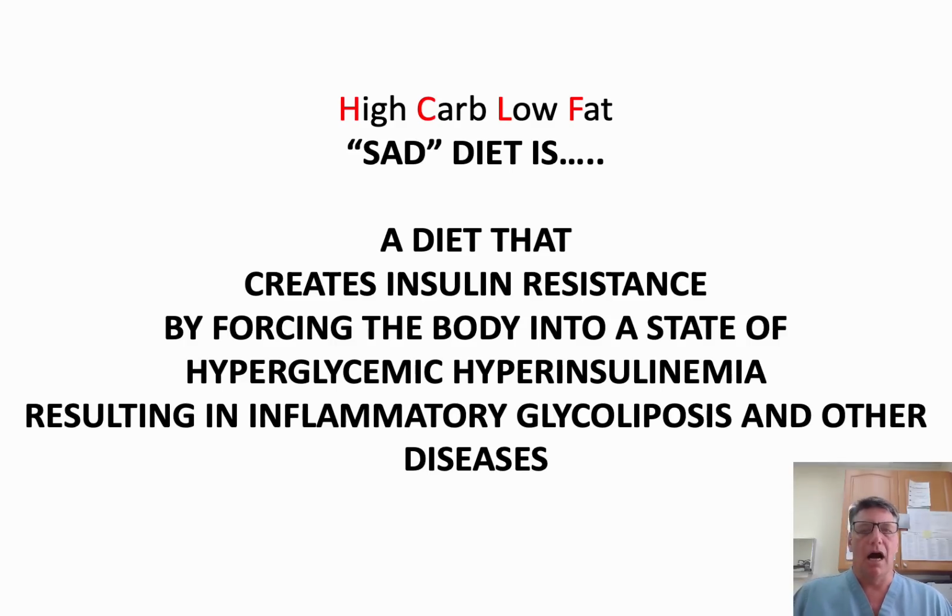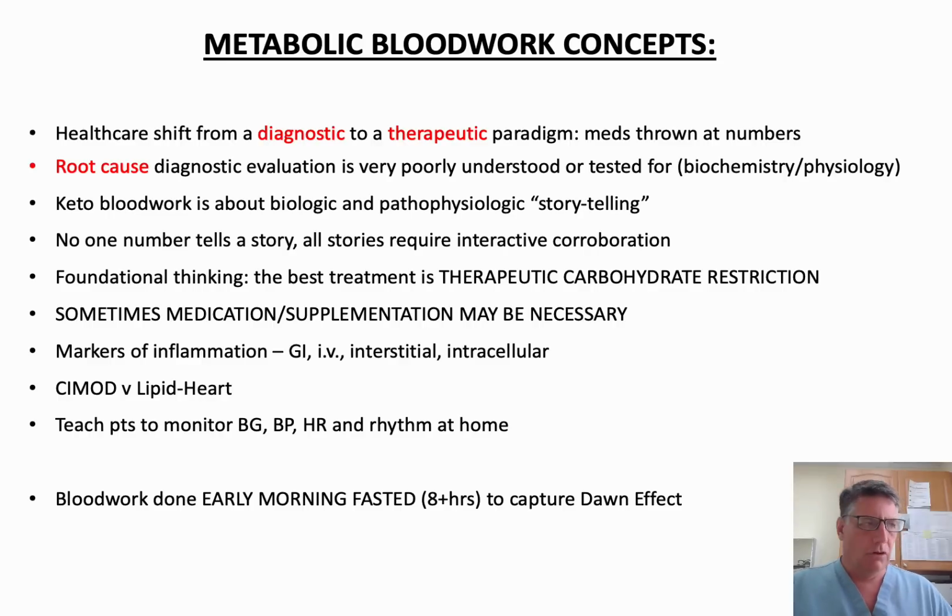So a high carbohydrate, low fat diet, let's focus on that because we're not going to talk about those other forms of caloric impact. A high-carb, low-fat diet is a diet that creates insulin resistance by forcing the body into a state of hyperglycemic hyperinsulinemia, resulting in inflammatory glycolipotoxicity and other diseases. That is the hormonal imbalance from chronic excessive carbohydrate consumption in response to emotional need. So that's what we're going to look at as we look at ketogenic blood work, because it's the restoration of that process that we want to measure.